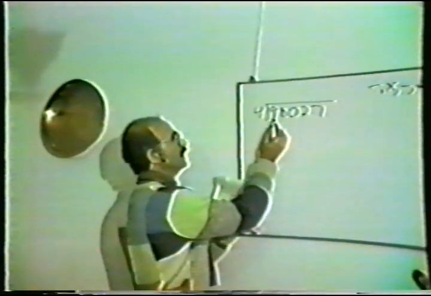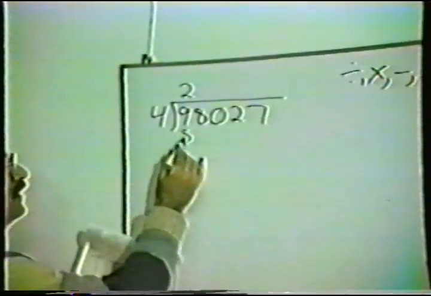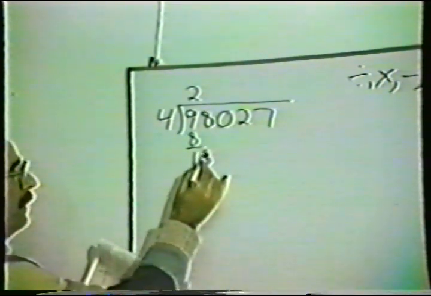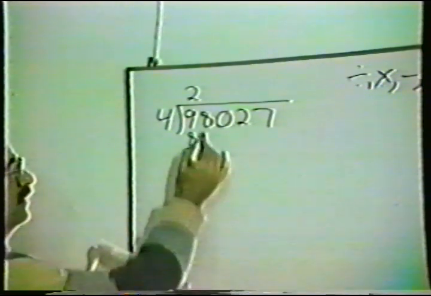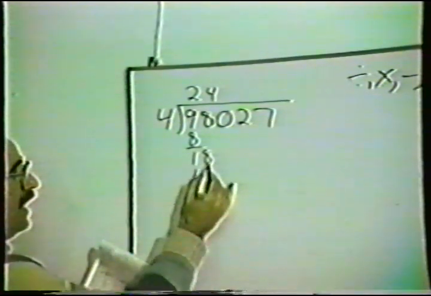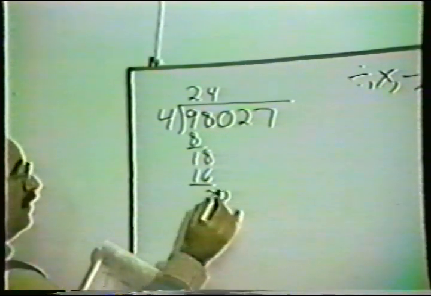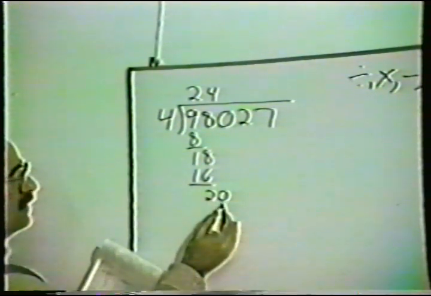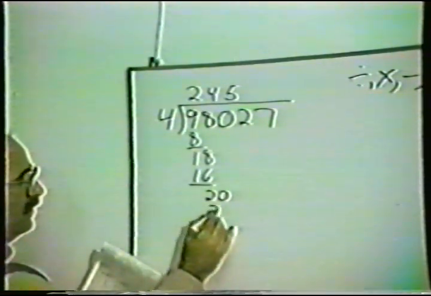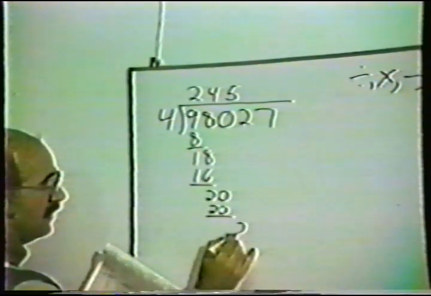4 into 9 goes 2. 2 times 4 is 8. 9 take away 8 is 1. Bring down the 8. 4 into 18 is 4. 4 times 4 is 16. 8 take away 6 is 2. Bring down the 0. 4 into 20 is 5. 5 times 4 is 20. Subtract, get 0. Bring down the 2.